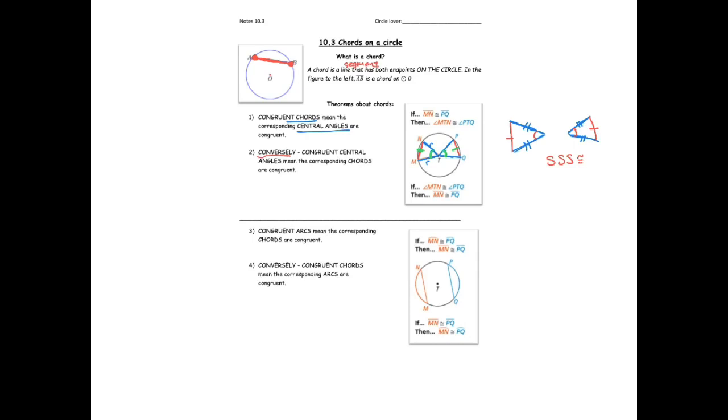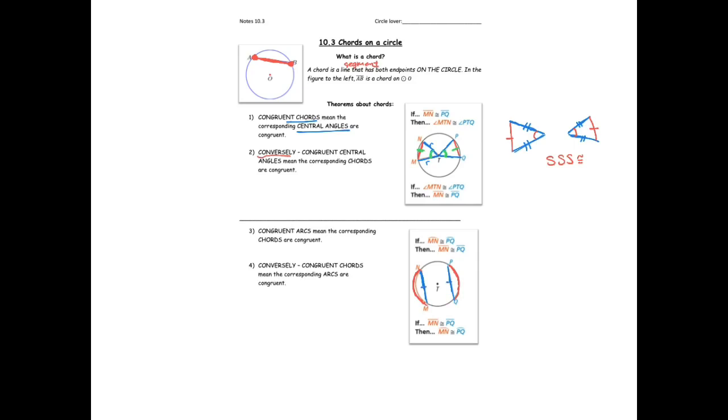And then in the next piece, a very similar idea. If the chords are congruent, so I have, oh sorry, I'm reading it backwards. If the arcs are congruent. So we're looking at arc NM. Here it is, arc NM. And it's supposed to be congruent to arc PQ. So those two arcs are the same. Well, that to us means that their chords are going to be the same.